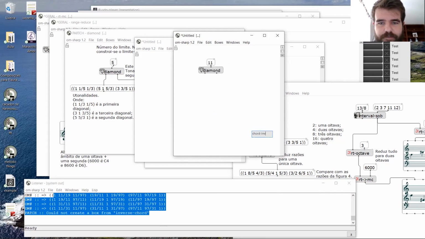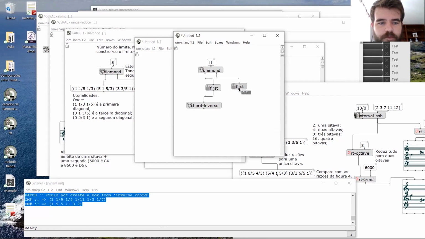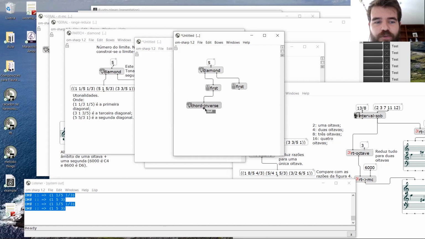It's chord-inverse. Let me explain. It will build a new short. Here we have a utonal short, and it will construct a utonal short. Sorry, here we have a utonal, and here we have a utonal short.